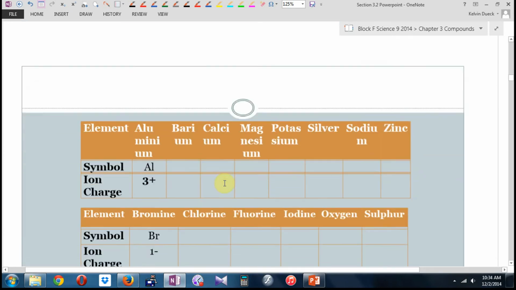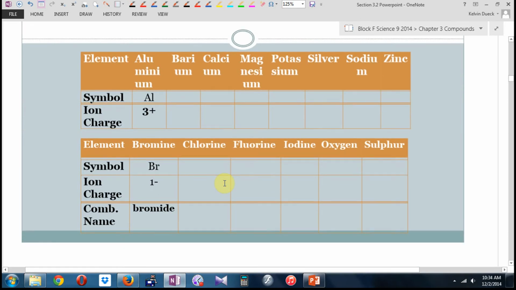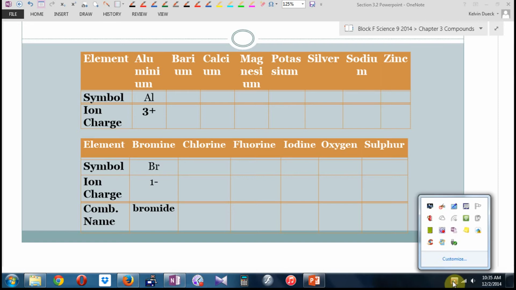Okay, let's see here. So here's what I gave you. Symbol aluminum, symbol Al, ion charge. So I've given you barium, cesium, magnesium, potassium, silver, sodium, zinc. Fill that in really quickly. And let's try doing both. Then we're going to combine aluminum and bromine to give you the combined name, bromide, chlorine, chloride. Does that make sense? You can look at the examples. Take 30 seconds or so to fill this in. I'll do it here myself. I'm going to freeze the screen. I'll pause the video.